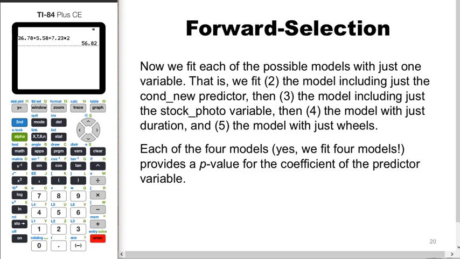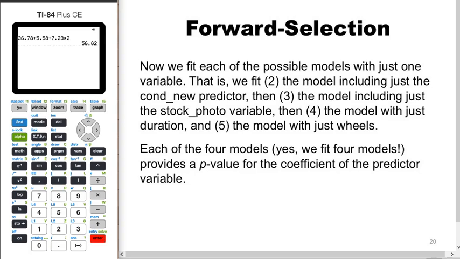And what I'll do is create 4 different models and add a different explanatory variable each time. So we fit each of the possible models with just one variable. Model 2 would include just the con_new predictor. Model 3 would include the stock photo variable. Model 4 would be the model with just duration. Model 5 would be the one with just wheels. So there's 4 different models here that we're trying to fit.